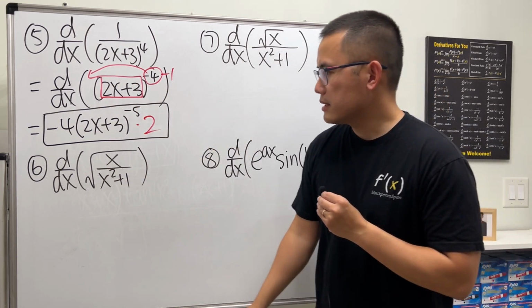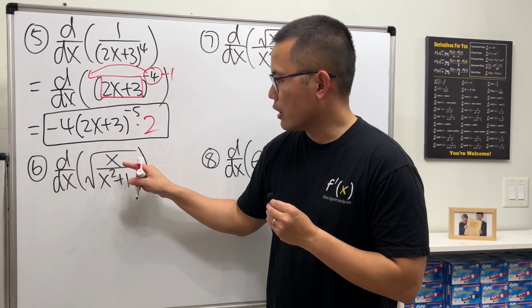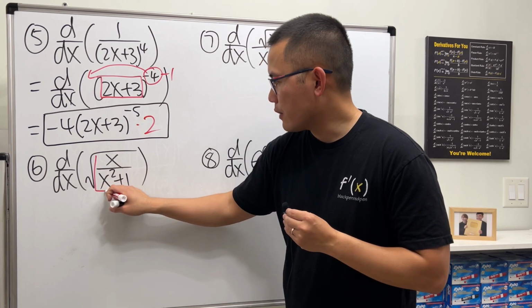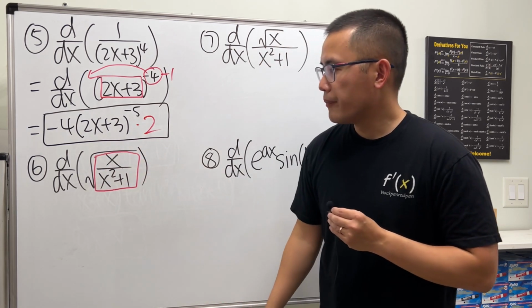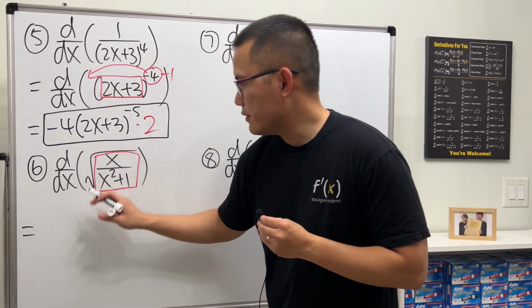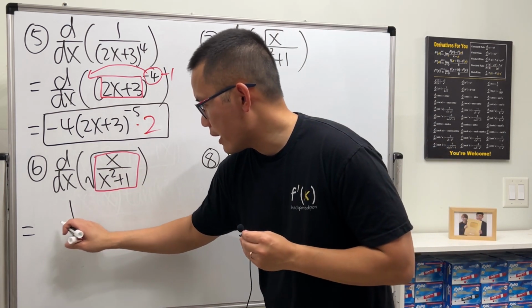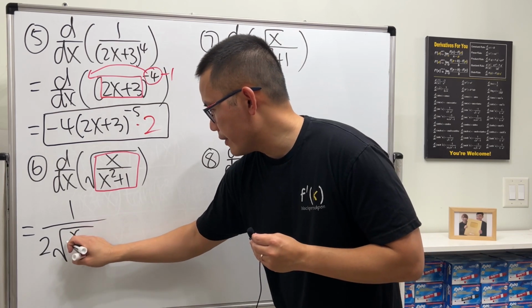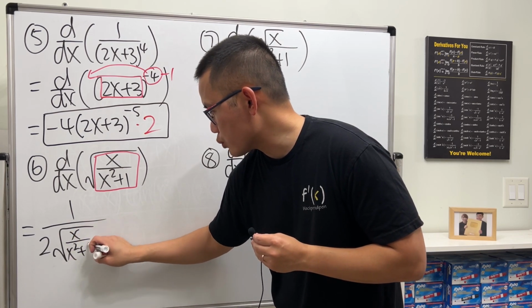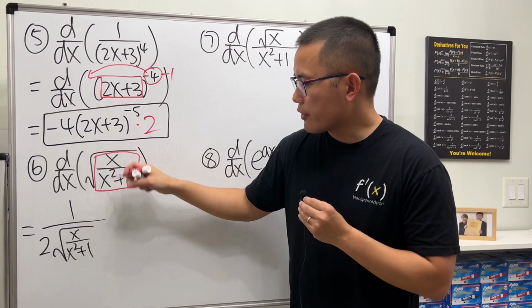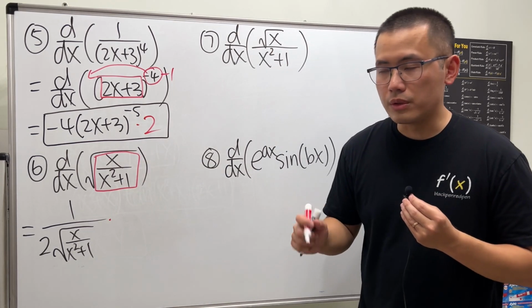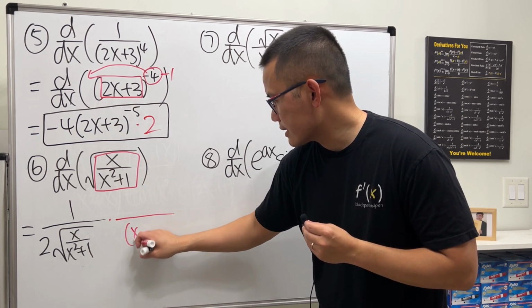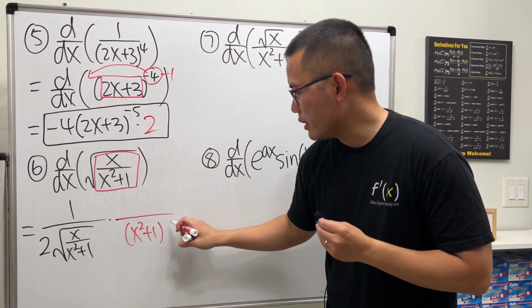Now, for number 6, notice that we have the square root of x over x squared plus 1. So here we have the inner function right here. That's the box. So firstly, take the derivative of square root of a box. We get 1 over 2 square root of the box, which is that x over x squared plus 1. Then the derivative of the box, we need to use the quotient rule, because it's a quotient. So I'm going to square the bottom. So we have x squared plus 1 and then squared.